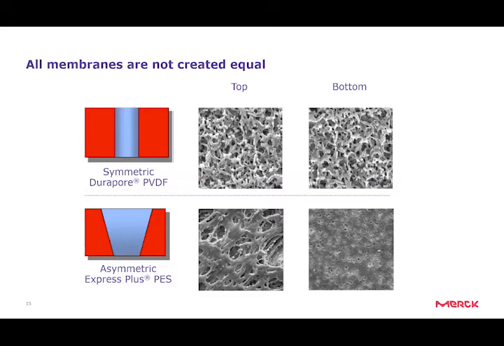The membrane shown at the bottom has an asymmetric pore structure, meaning that the pore size at the top of the membrane is slightly larger than the pore size at the bottom of the membrane.